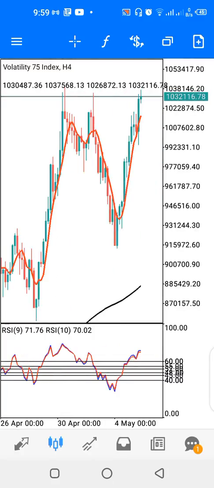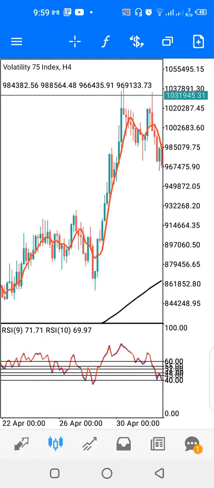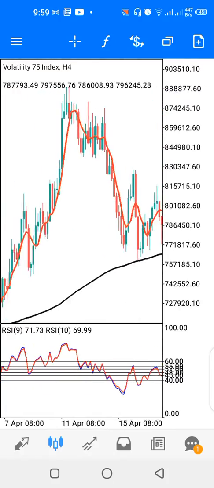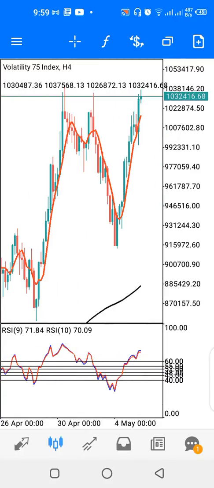So it's a simple strategy. Above the black line is your bullish trend, below the black line is your bearish trend. Above the 60 level, bouncing around the 60 level on indicator window 1 is your bullish trend. Bouncing below the 40 level is your bearish trend. It's a very simple strategy. You can use it to trade volatility index, boom and crash, step index, forex, gold.